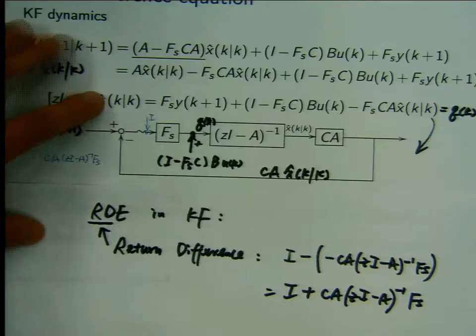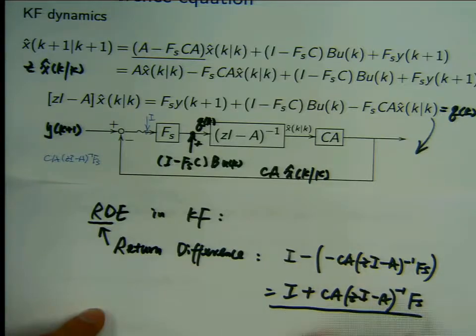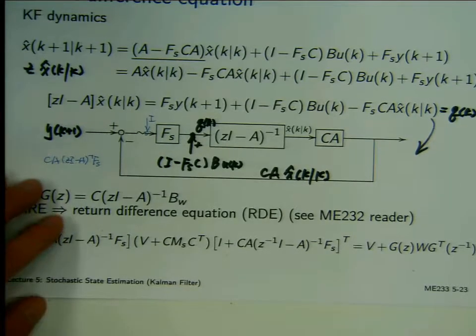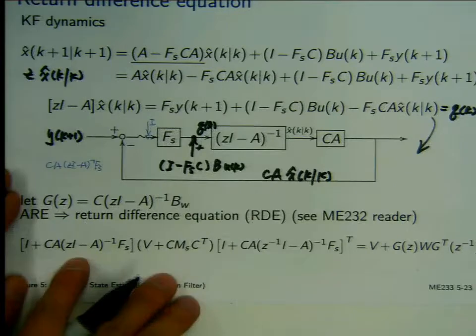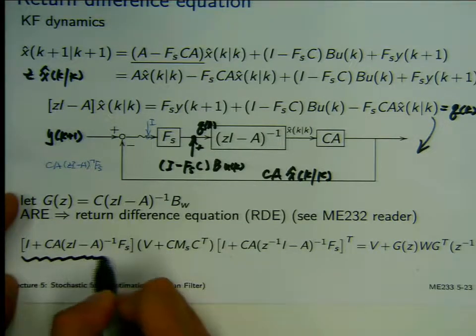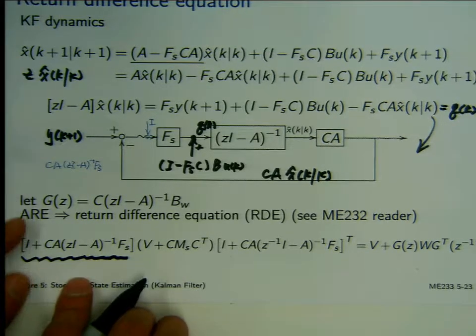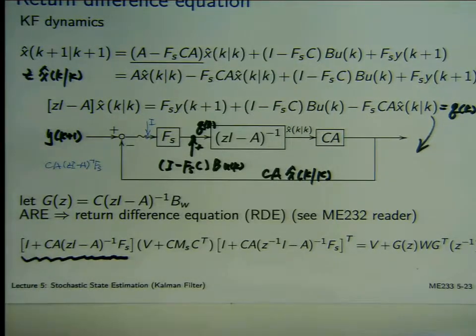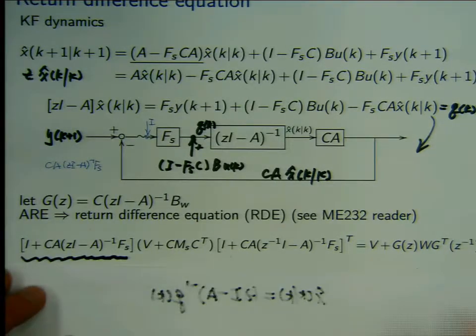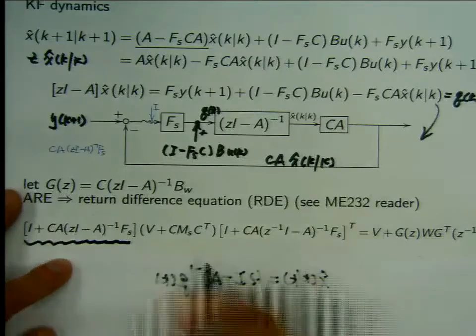Okay? So the return difference equality, if you see what return difference means, then it helps you understand the return difference equality. It's expressing some kind of properties this return difference has to satisfy. And the derivations are a little bit too much to do in the class. So I suggest you take a look at the ME232 reader if you want to know the details.